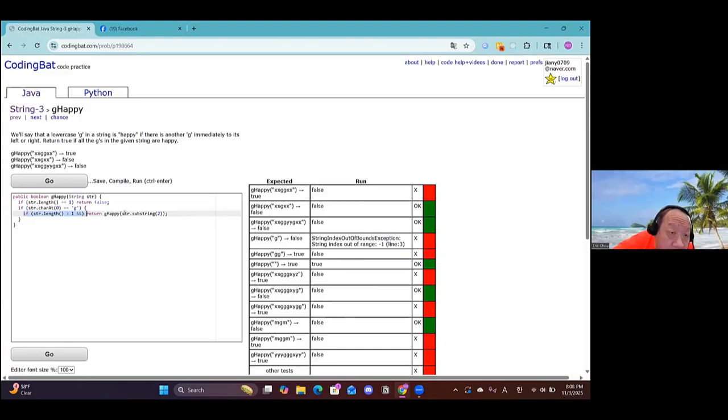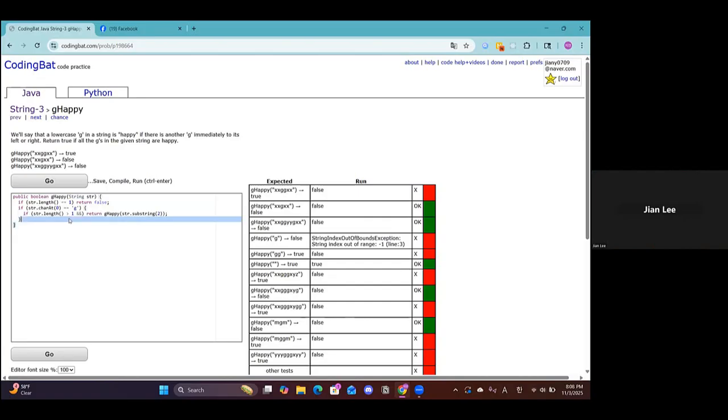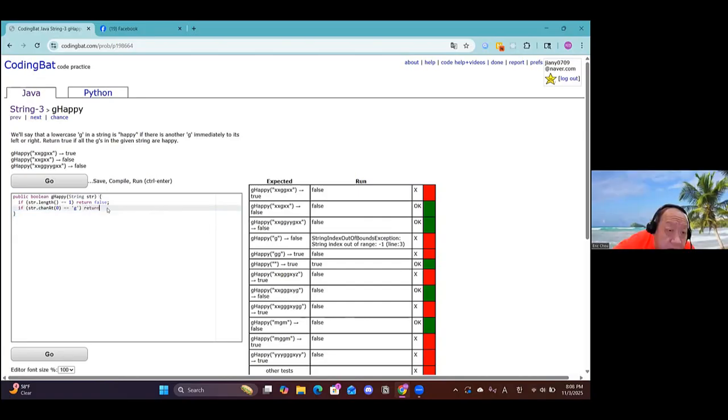This program, they do not say it needs to be recursive because it's in string 3, it's not in recursive. But if you want to do recursive, it's okay. It is okay. But the way that you do recursive is not right. That's what I want to say.